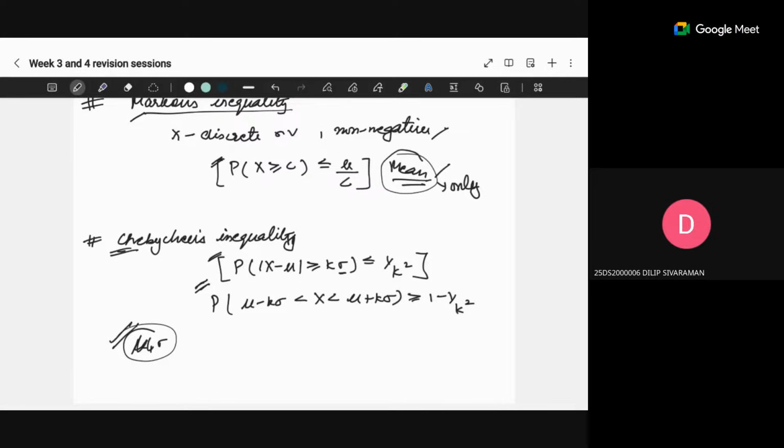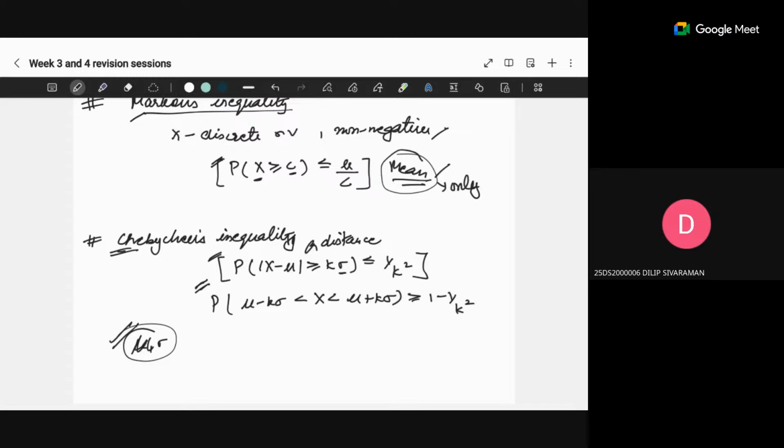Here we are finding out the bound where my x takes values greater than some value. What is the probability that my x is greater than c? That is what I'm finding out. Here I'm checking the distance, the standard deviation. So the intent is actually different in both cases.